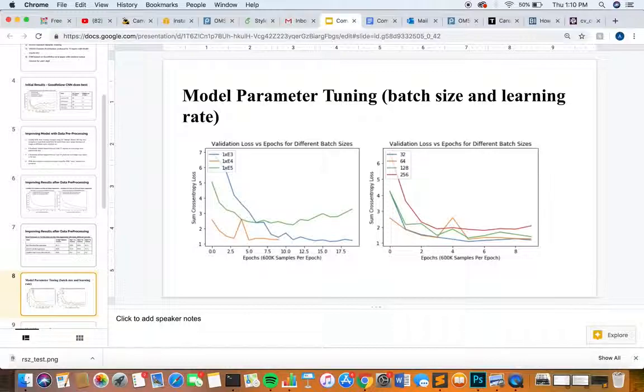For parameter tuning, I used 1e-4 as my learning rate because it had the lowest validation loss, and then a small batch size of 32 because it helped reduce overfitting the most.